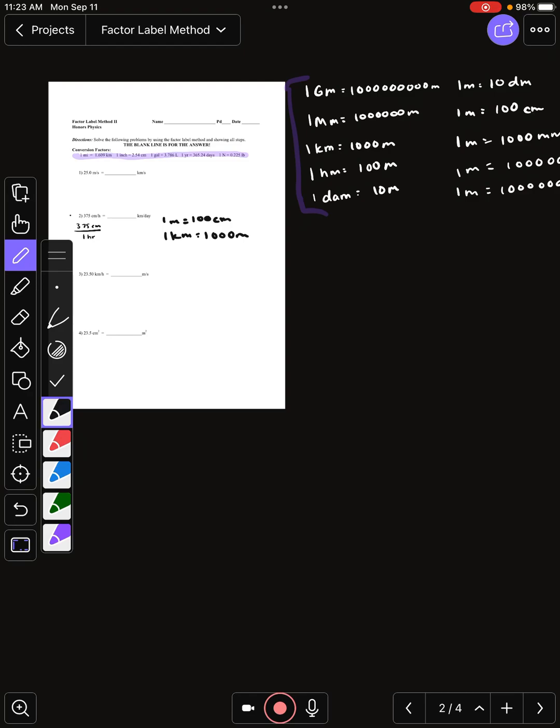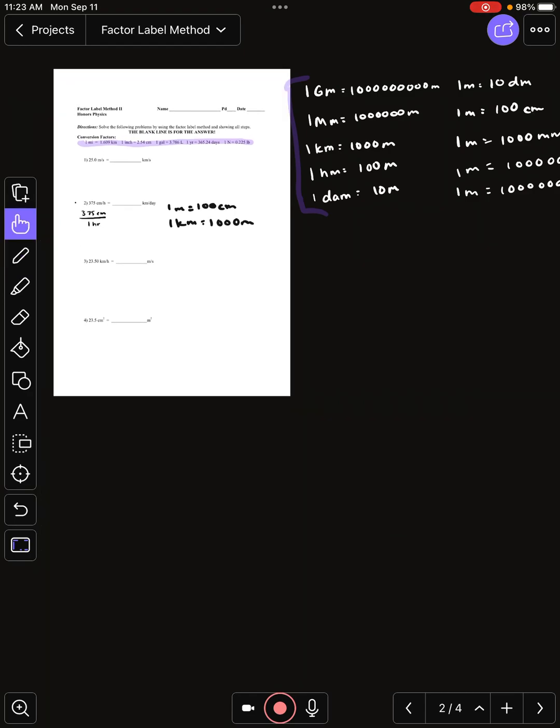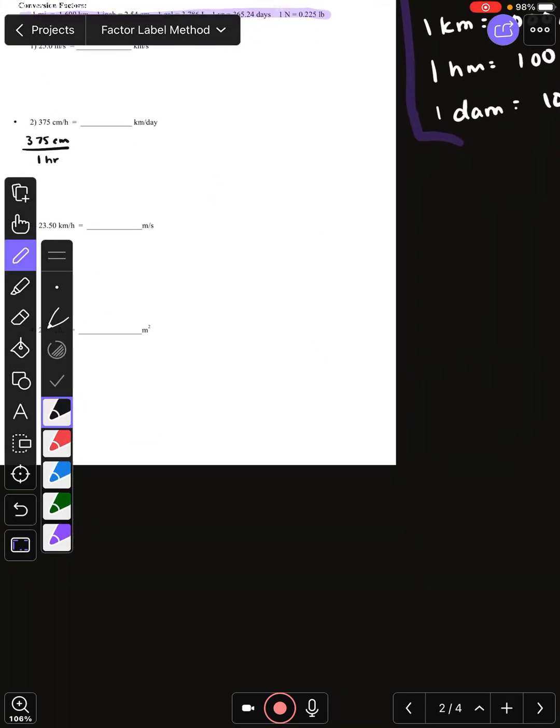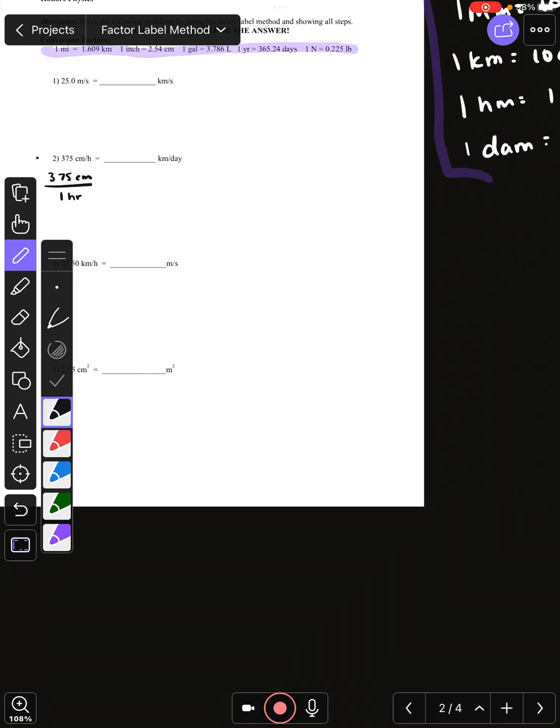I'm going to erase and rewrite it so that it's not in my way. So 1 meter is equal to 100 centimeters. 1 kilometer is equal to 1,000 meters. Okay, so those are the conversion factors. I also need to know how many hours are in a day. Hopefully you know that 1 day is equal to 24 hours. And those are our 3 conversion factors.